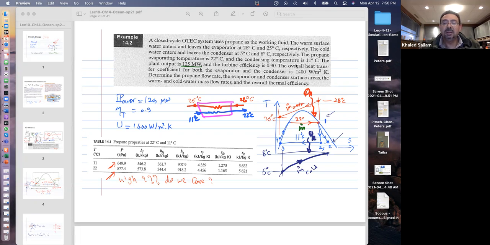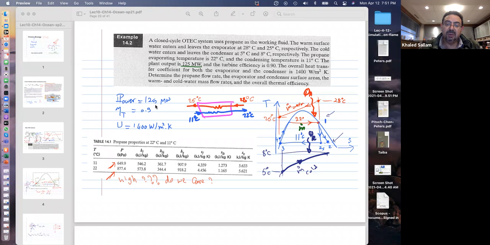let's read. Oh, the cold water, the condensing at 11. Plant is 125, turbine efficiency is 0.9. That's the isentropic efficiency of the turbine. The overall heat transfer coefficient for both the evaporator and the condenser is 1400 watt per meter squared. That's the U. Determine the propane flow rate, the evaporator, condenser surface area, and the flow rate.